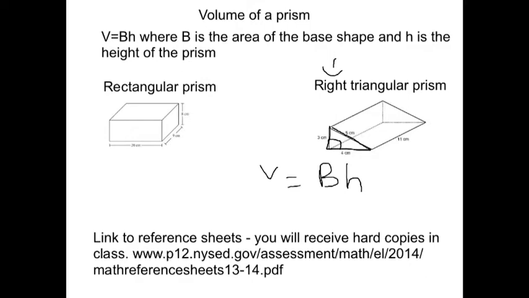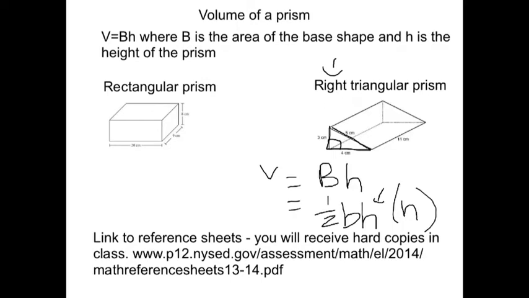So in this case, it's a triangle, and I know that the area of a triangle is 1/2 base times height. Notice that this height is the height of the triangle. And then I'm going to multiply it by the height of the prism. I know that can be confusing. So what I would recommend you doing is finding the area of the base shape first and then multiplying it by the height of the prism.